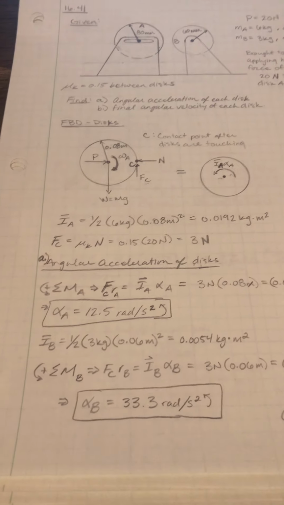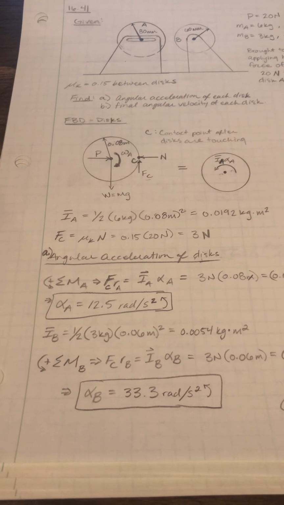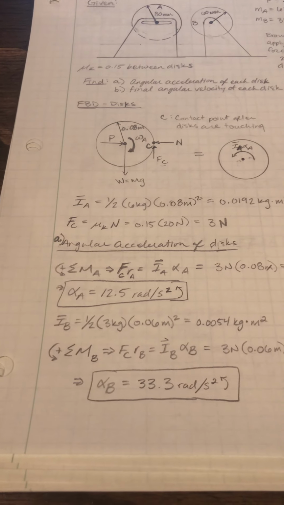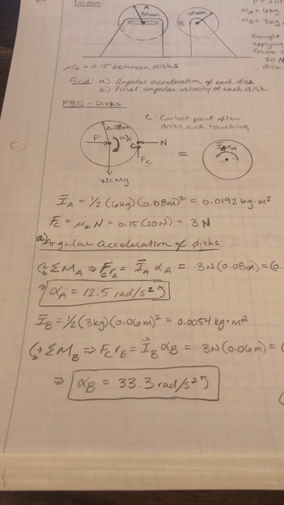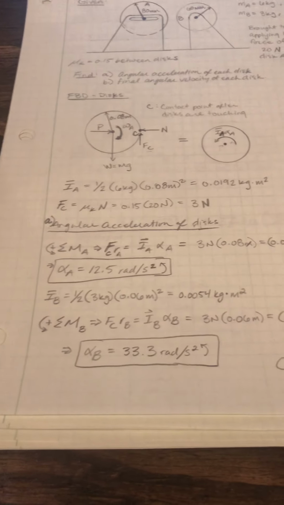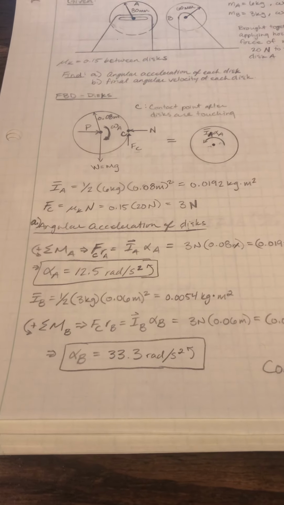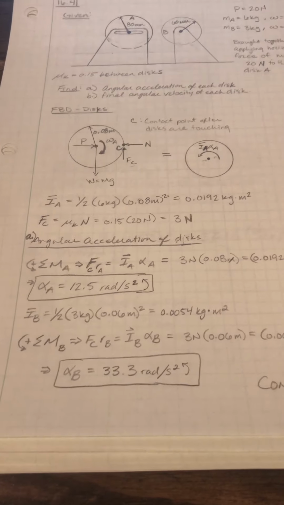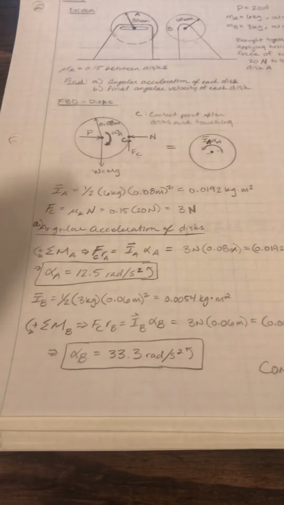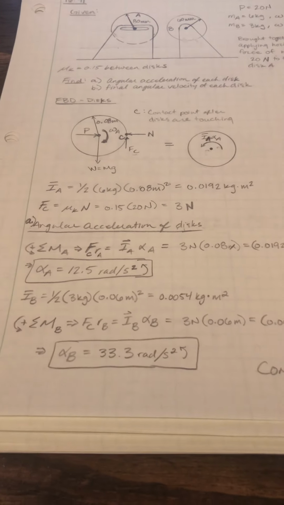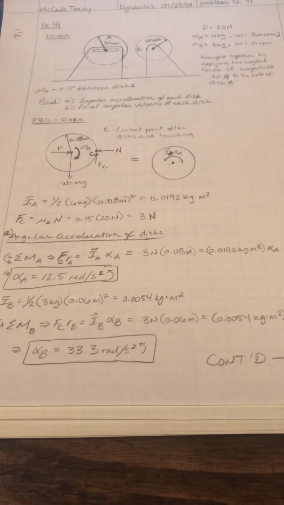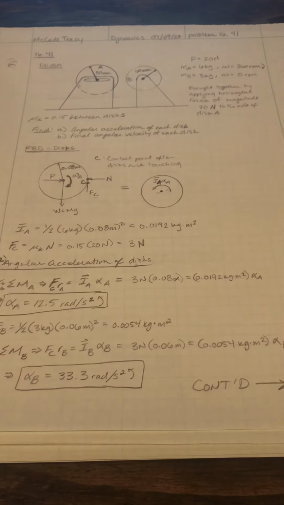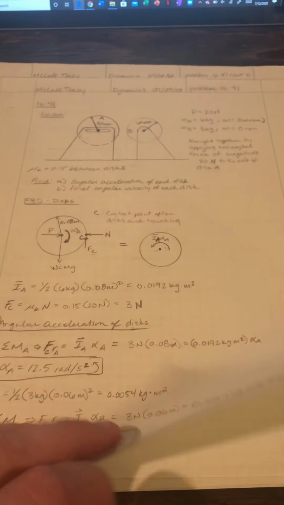Since disk B is influenced by disk A, we find the moment of inertia here, similar to what we did with disk A. Sum moments about point B, or about disk B. No, point B, because it's on the axle. Take a similar approach to that, so we can find the angular acceleration of B, and we find that is equal to 33.3 radians per second squared, also in the counterclockwise direction.